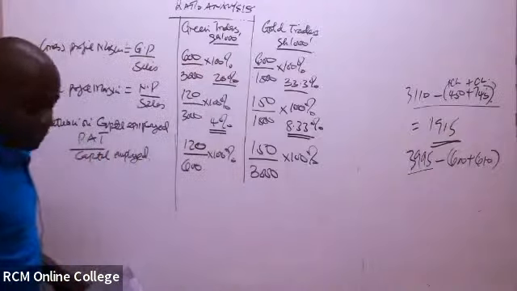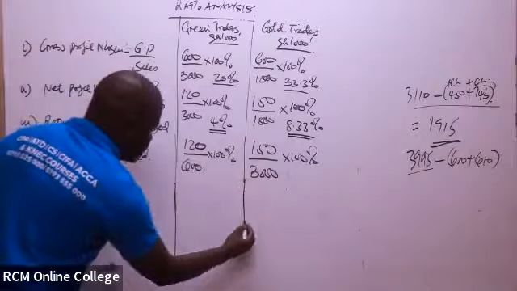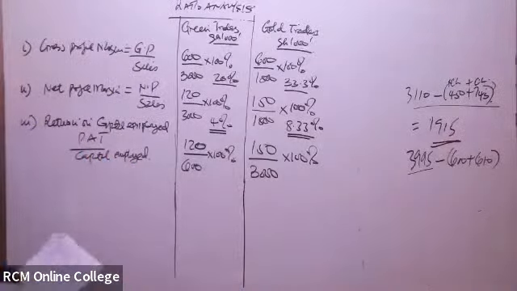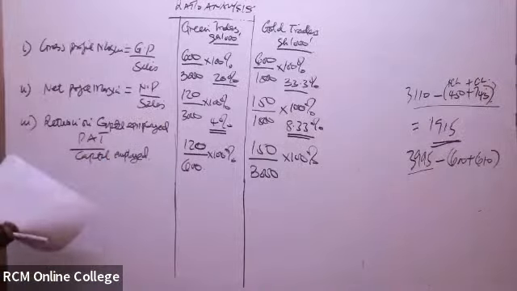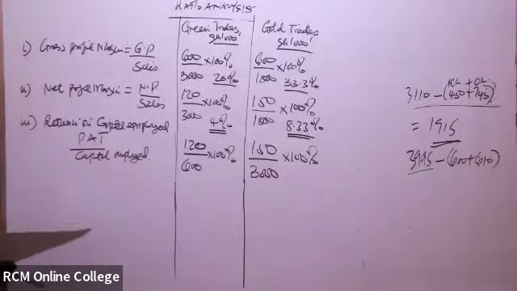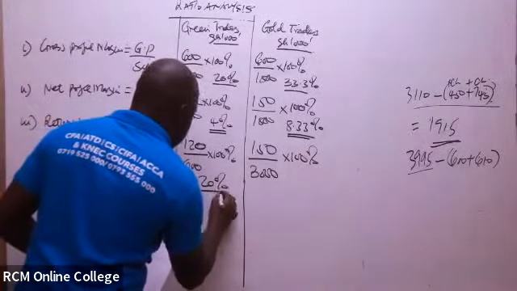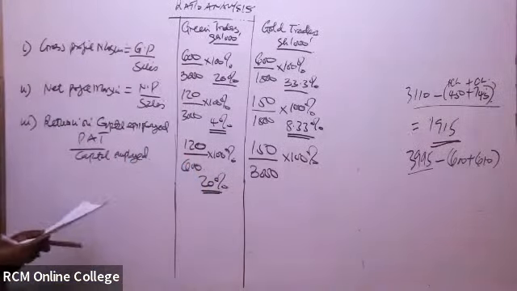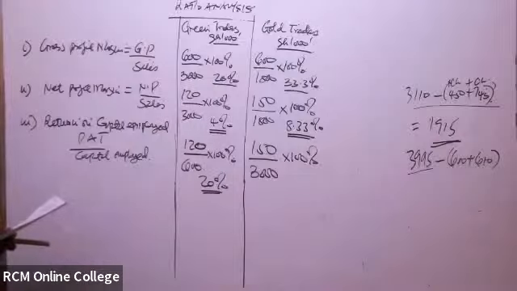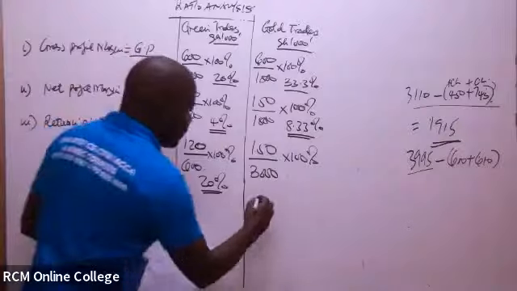So the first one, what is the ROCE? What is the ROCE for the first one? 120 over 600. I think that is 20%. Is it 20%? Yes, 20%. Then the other one is 5%, exactly 5%.